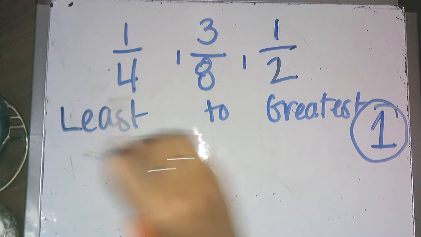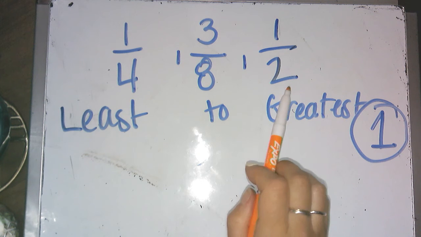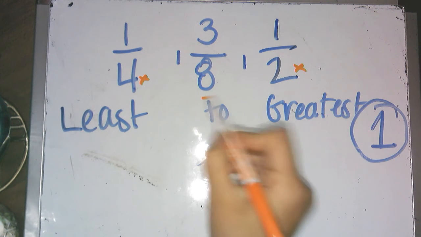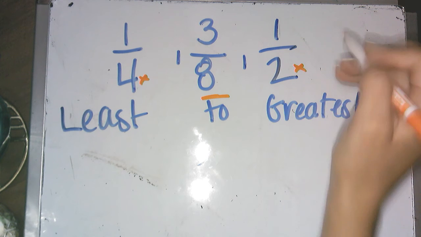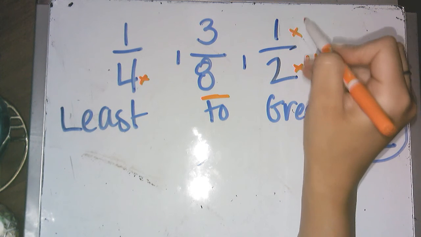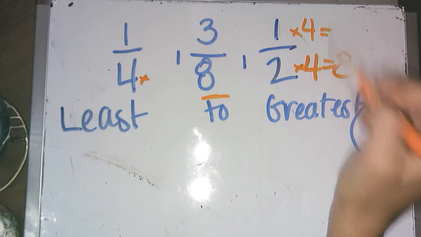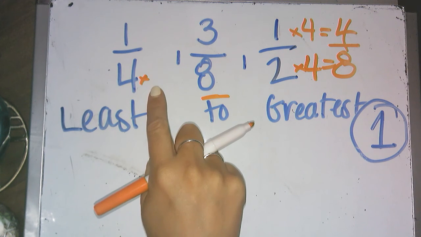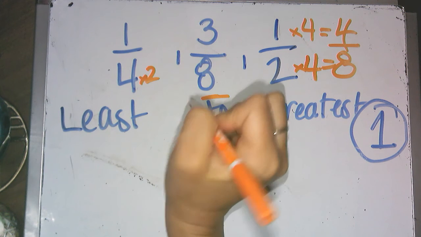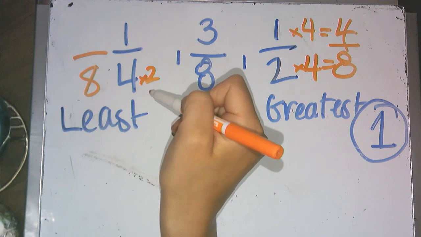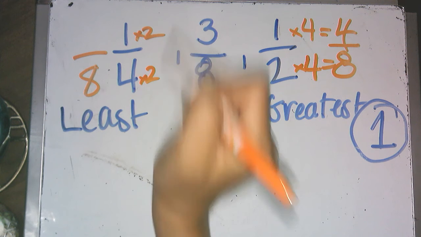So I need to create a common denominator. So I know that 2, 4, and 8, I can multiply all of these to get to 8. So 2 times 4 equals 8, and whatever you do to the bottom, you must also do to the top. So 1/2 is the same as 4/8. I could do that here as well. 4 times 2 is 8. So if I multiplied the denominator by 2, I must also multiply the numerator by 2.